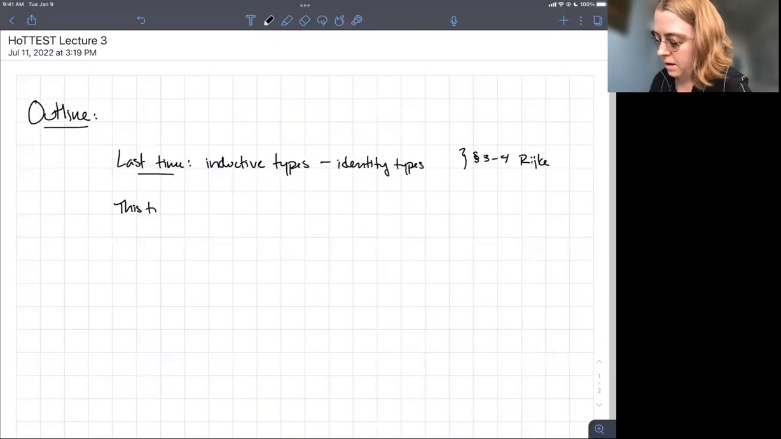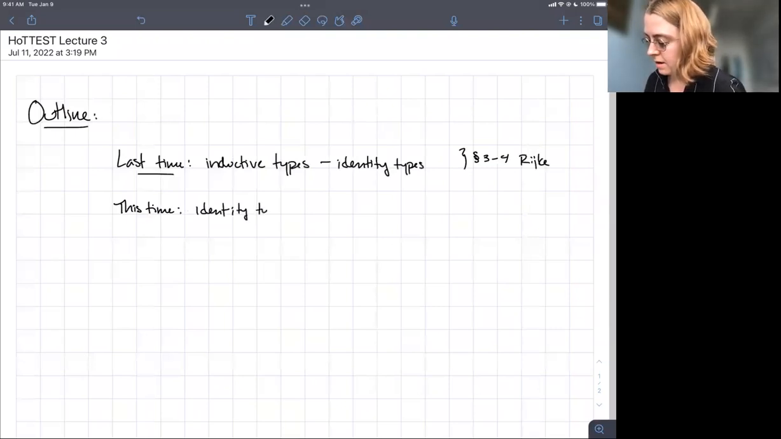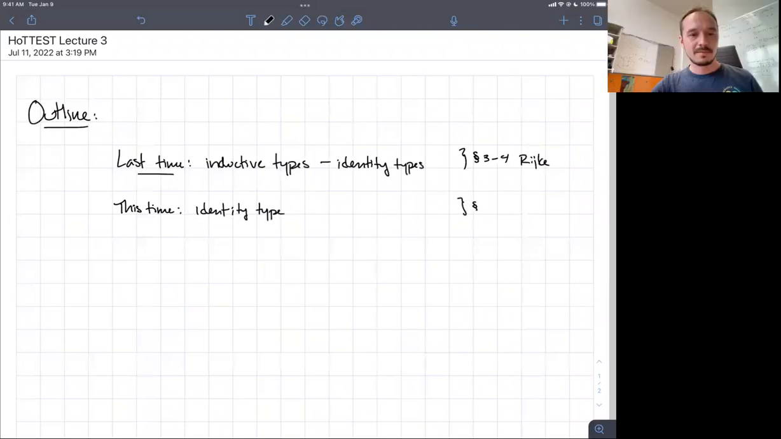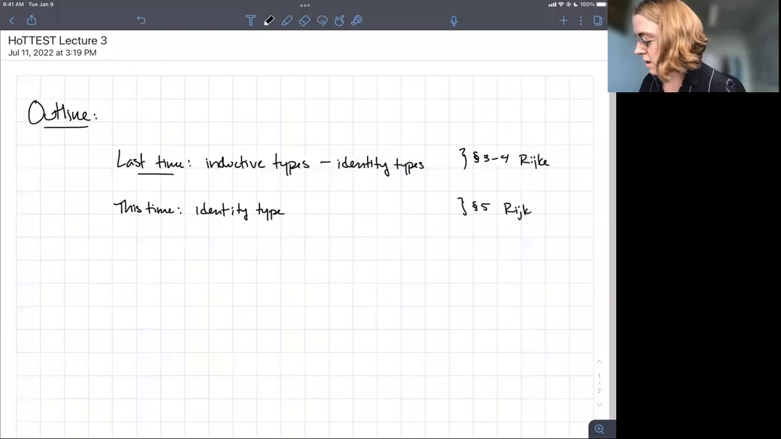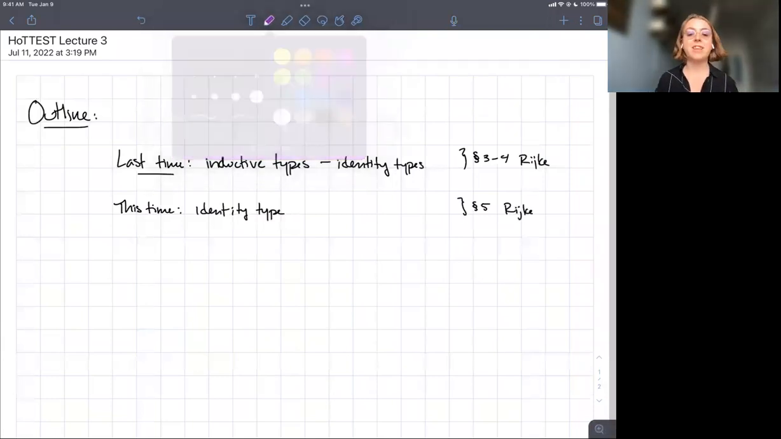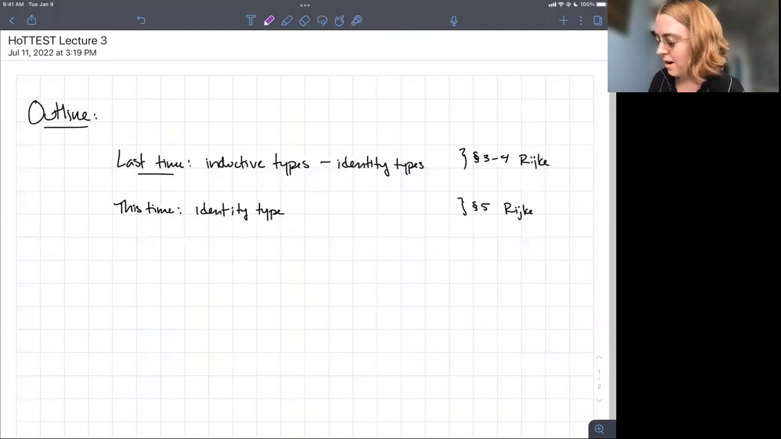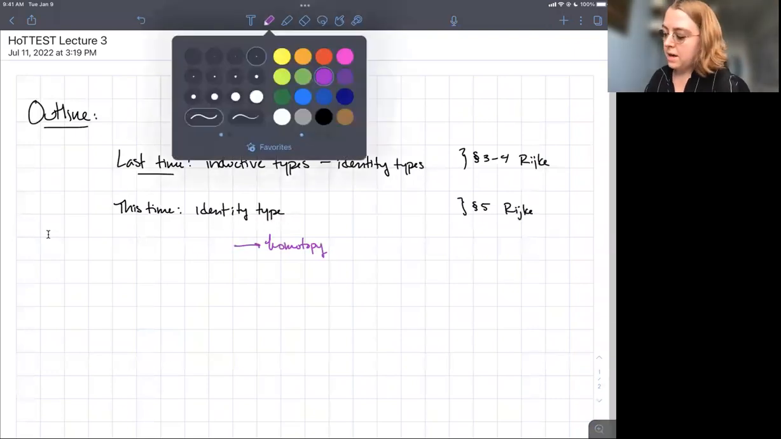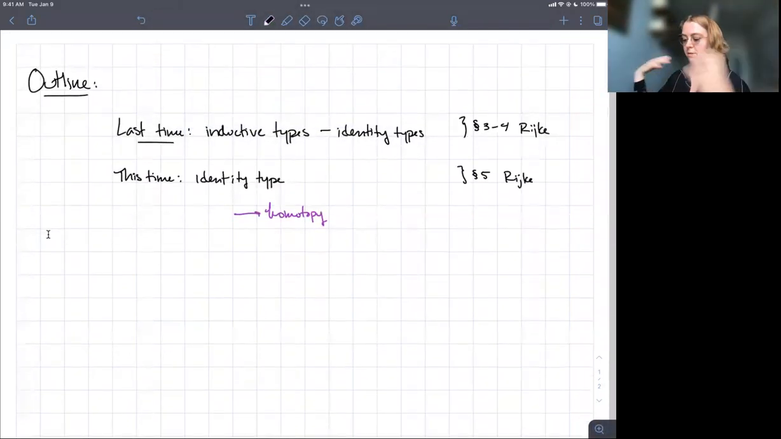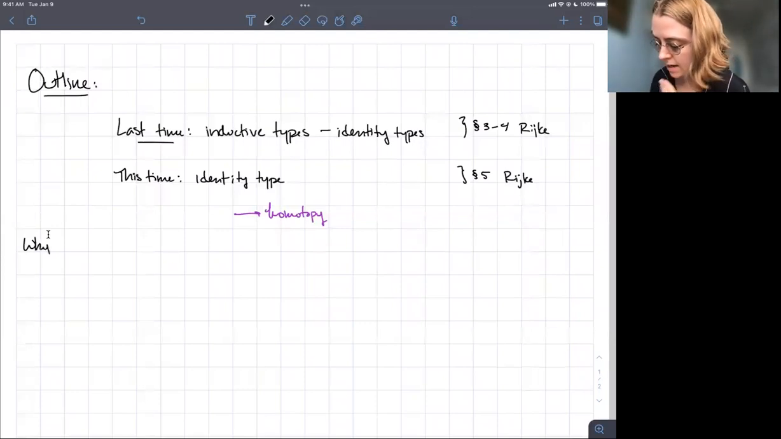And this time, we're going to be talking about the last inductive type, the identity type. This is section 5 of Egbert's book. And the great thing is that finally in this lecture, we start to see some evidence of homotopy theory playing a role in the type theory. Okay, so let's start with some orientation, some information about why we need the identity type.